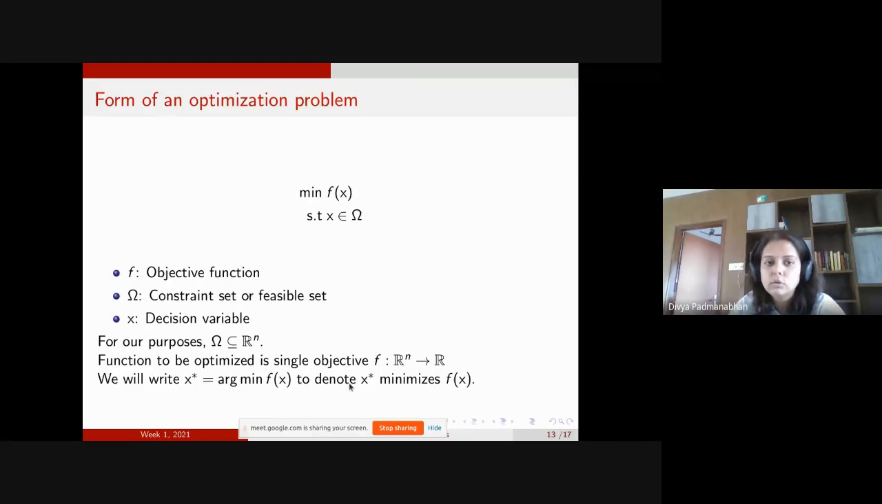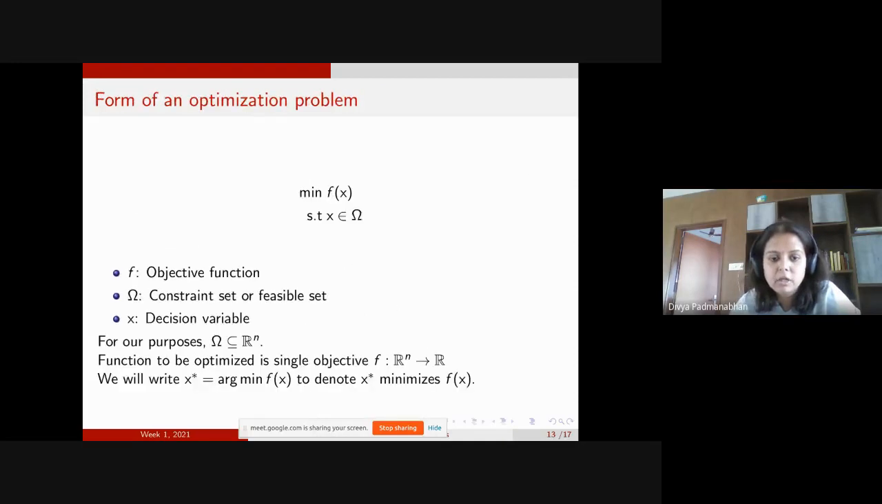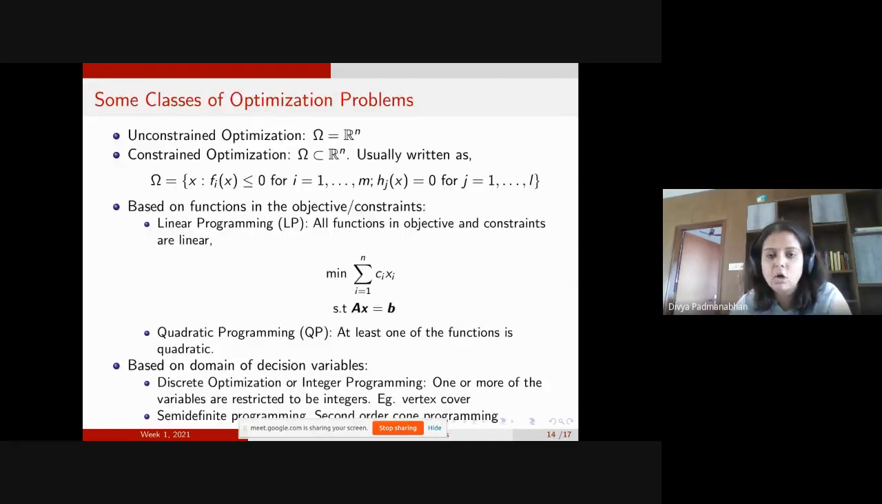Okay, so now in the classification of these optimization problems, there are different ways, based on the objective function, the feasible set, and the decision variables. I've just broadly listed these classes. Unconstrained optimization is where you don't have any particular constraints, in the sense that the omega that you're taking is all of R^n. Like in the earlier cases, we wrote some constraints, right? That is not going to be there. It's just all of R^n.